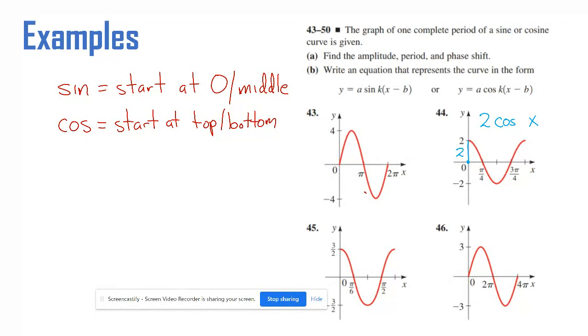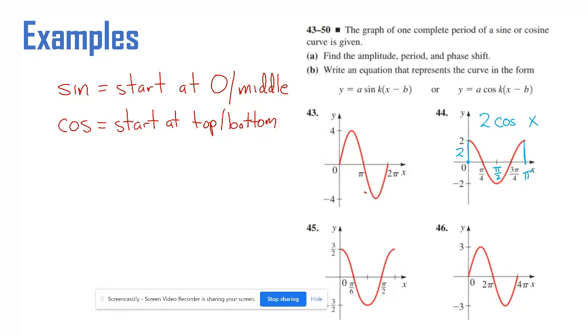Second thing I'm going to look at is my period. How has it been stretched horizontally? And looks here like my period is going to be pi. So if I look at this, this is pi over 4. So this second one would have to be pi over 2, 3 pi over 4, and then pi.